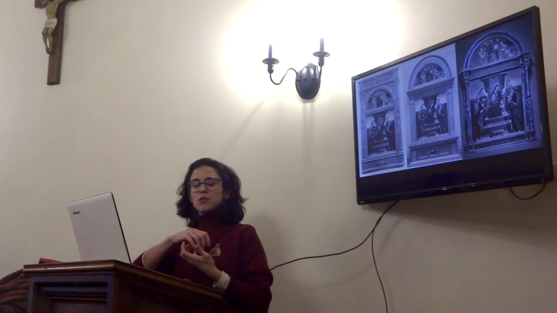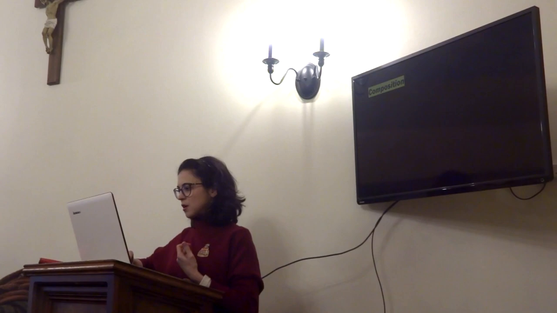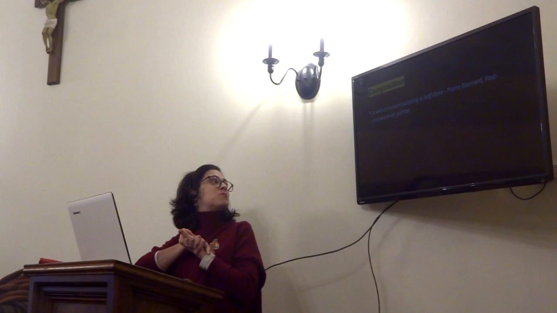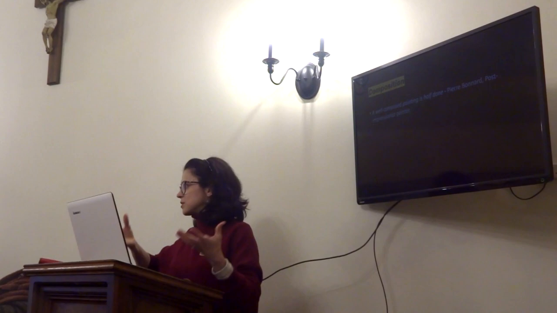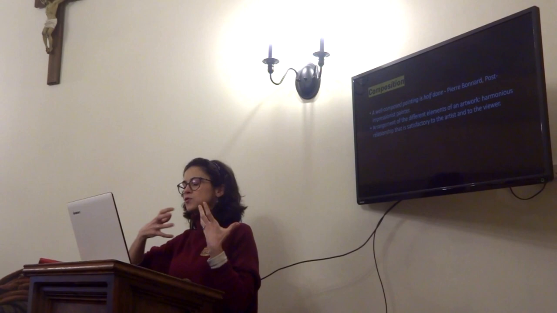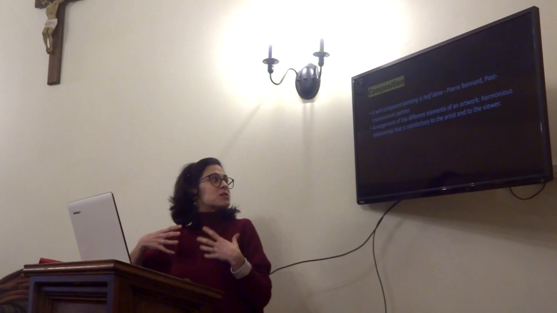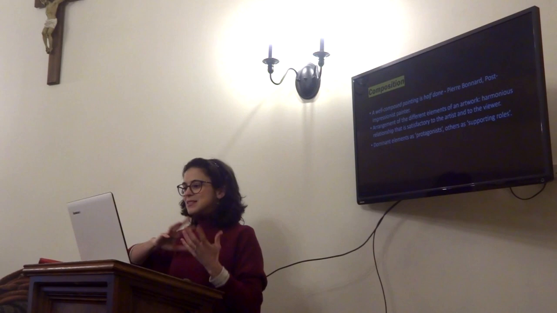Then the composition. As you can see, that phrase by Pierre Bonnard: a well-composed painting is half done. So traditionally in Western art, composition is what brings together all the elements within the image. It's a harmonious relationship that is satisfactory to the artist as well as to the viewer. So it's a bit like a piece of music as well. And there are some dominant elements, which are the protagonists, and others as the supporting roles.